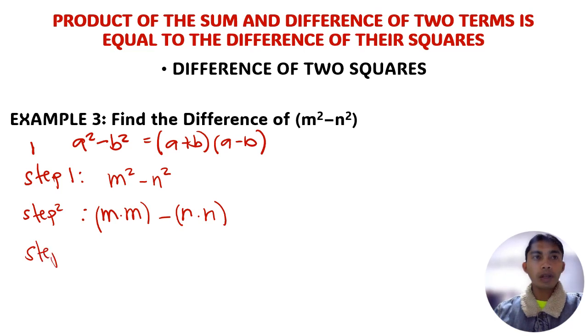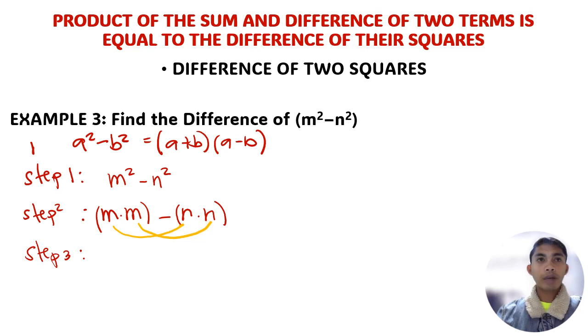For step 3, we need to pair in order to find the factored form. So therefore, we pair the m and n, the second term is n, m and n. So simply copy to the given formula. So that is negative. Our first term is m, then our second term is n.